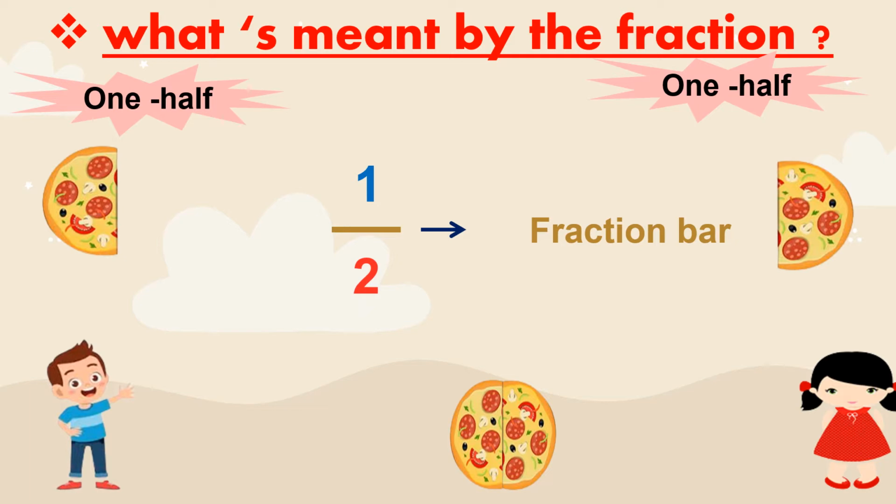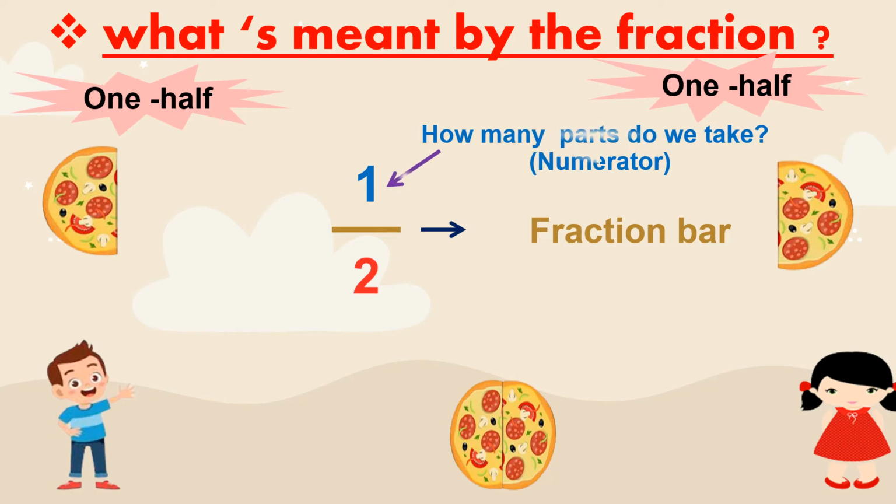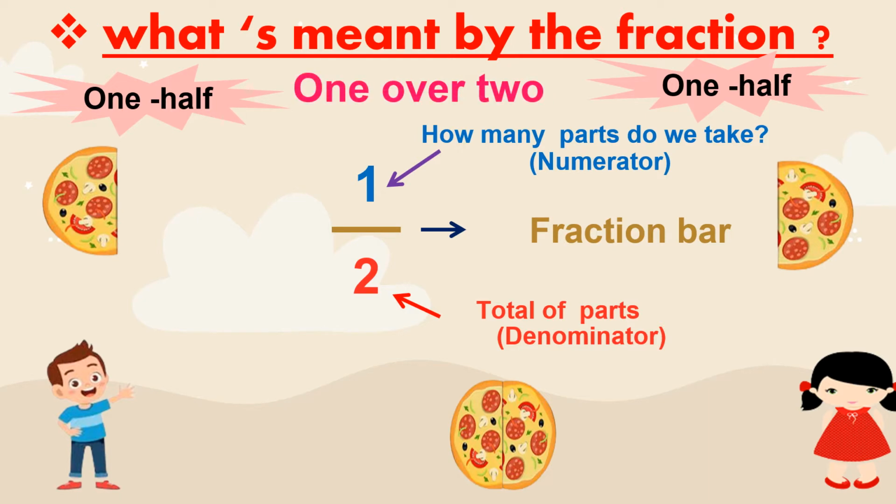So 1 over 2. 1 means how many parts we take, and it is called the numerator. And 2 is the total of the parts, and it is called the denominator. And I can say 1/2 or 1 over 2 in the fraction.